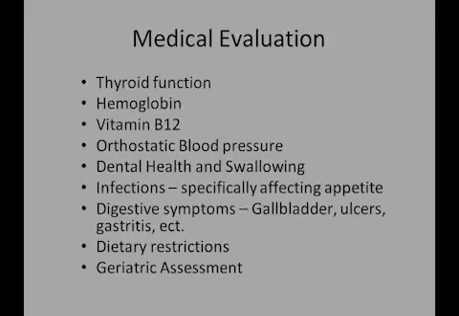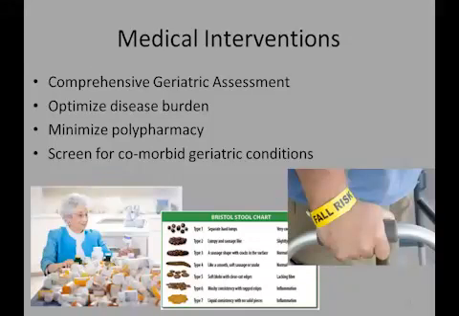So the medical evaluation. So we've identified it. We understand the clinical significance of it. How do we evaluate it? I think doing a thorough evaluation, looking at thyroid function and screening for anemia, vitamin deficiencies, blood pressure issues, infections, GI issues, a geriatric assessment. I think these are all important steps to the medical evaluation for frailty.